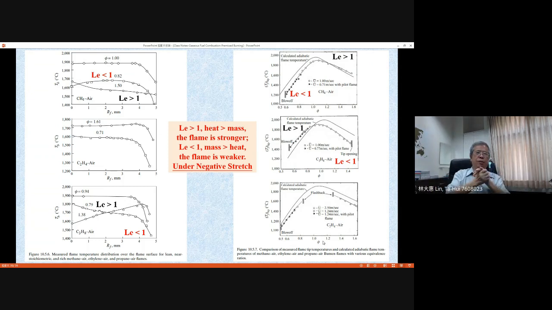Okay, this is a good experiment to tell you how to do the comparison for different kinds of flame under various flow stretch. And remember these figures are basically described using a Bunsen flame. We do the measurements along the flame surface, trying to figure out the variation of flame temperature on the flame surface along the axial coordinate. Okay.